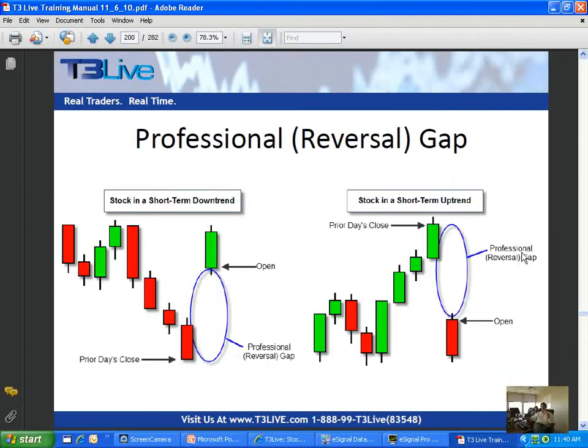Reversal gaps. You can see a stock is in a short-term downtrend, a multi-day decline. It closes on the low. The next day, all of a sudden, you say, oh my God, how did this happen? The stock is now trading right back where it was 4 days ago, up here. It causes a reversal. There's shock and awe here. Again, same thing. The stock has a multi-day upward move. All of a sudden, it gaps down and is trading back into the level it was in the preceding days.